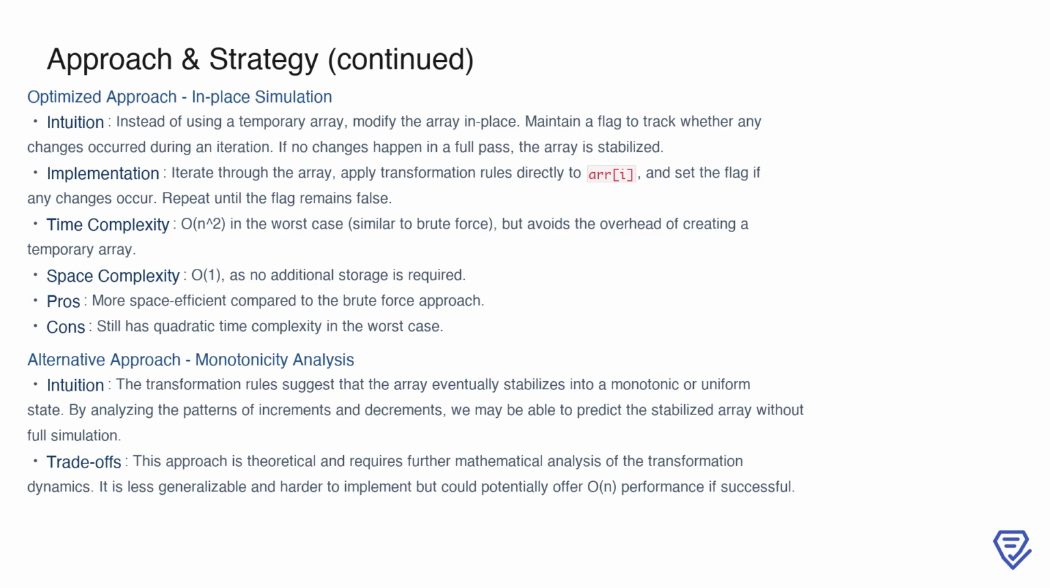Another alternative worth considering is the monotonicity analysis approach. The transformation rules imply that the array will eventually stabilize into a monotonic or uniform state. By analyzing the patterns of increments and decrements, it might be possible to predict the stabilized array without simulating every step. However, this approach is theoretical and involves deeper mathematical analysis, making it less general and harder to implement. While it could potentially achieve O(n) performance, its complexity and limited applicability are significant trade-offs.